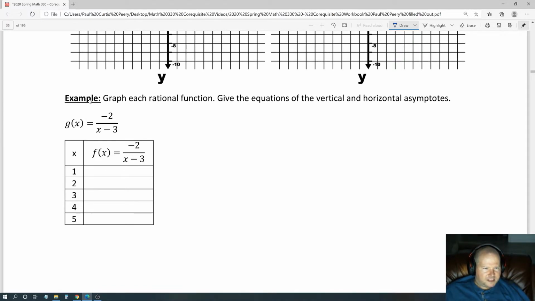Let me plug these numbers in first. So in this case, we're going to have negative 2 over 1 minus 3. Negative 2 over 1 minus 3 is negative 2 over negative 2, which is just a positive 1, so it looks like we have a 1, 1. Next we have a 2, so it's negative 2 over 2 minus 3, which is negative 2 over negative 1. Negative 2 over negative 1 is a positive 2.